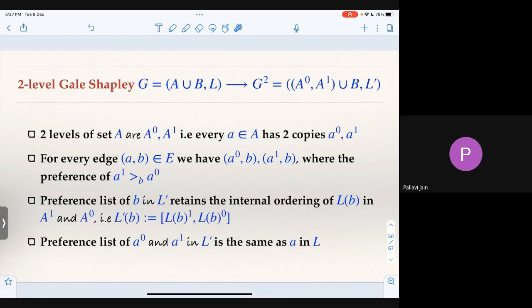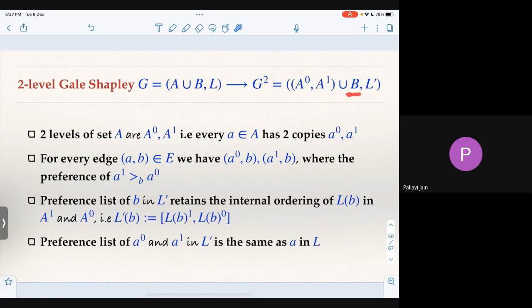Only the ties are on the women's side. So the men's side is this A, and the women's side is B. You create this two-layered graph where the male vertices get replicated at the 0th level as they are, and then at the first level. They retain their preference list exactly as they were in L. So it's also a type of cloning only.